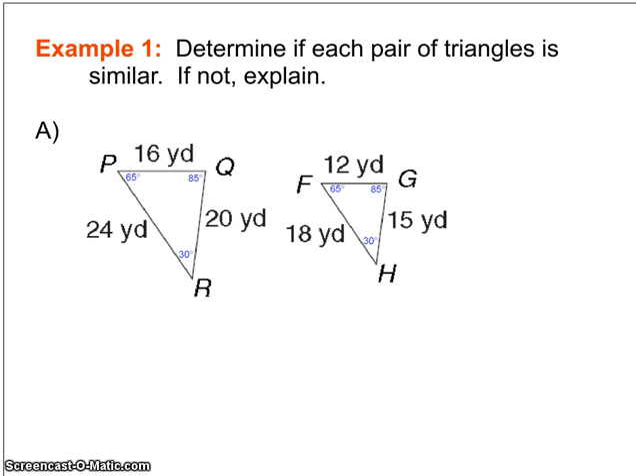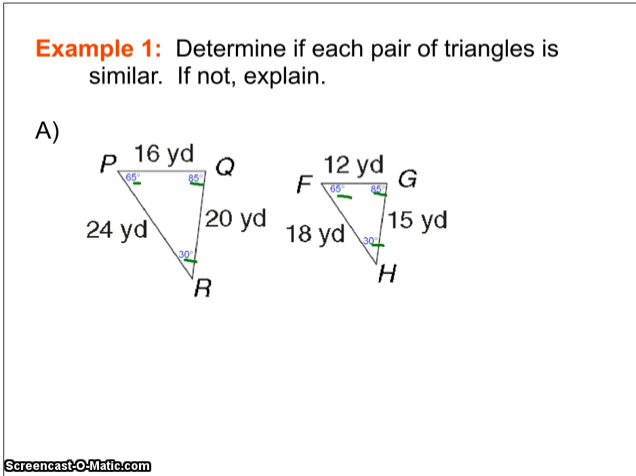Let's take a look. Here's example 1. It says to determine if each pair of triangles is similar, and if not, explain. So right now all we're doing is checking to see if the triangles are similar. Step number 1, we're first going to check that the angles are equal. In my first triangle here, I have 65, 85, and 30. Now my other triangle must also have 65, 85, and 30. So let's check. 65, 85, and 30. Are the angles equal? Yes.